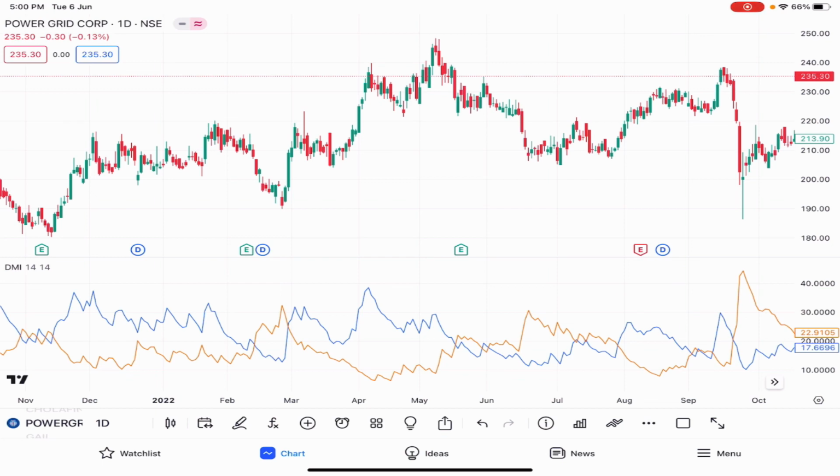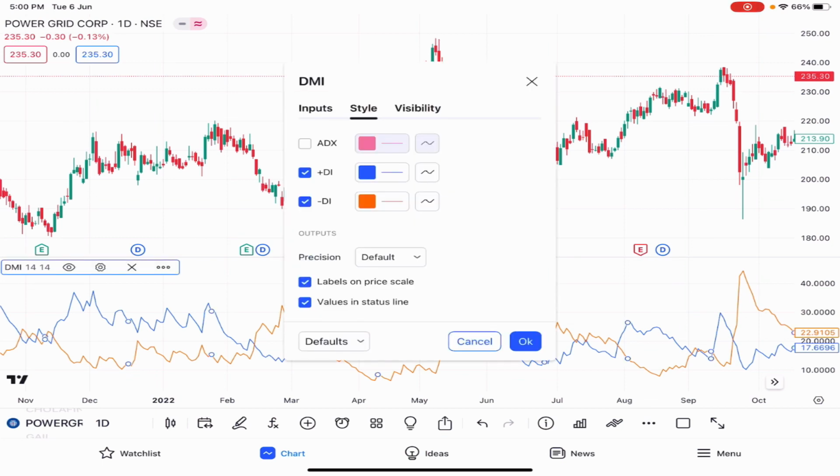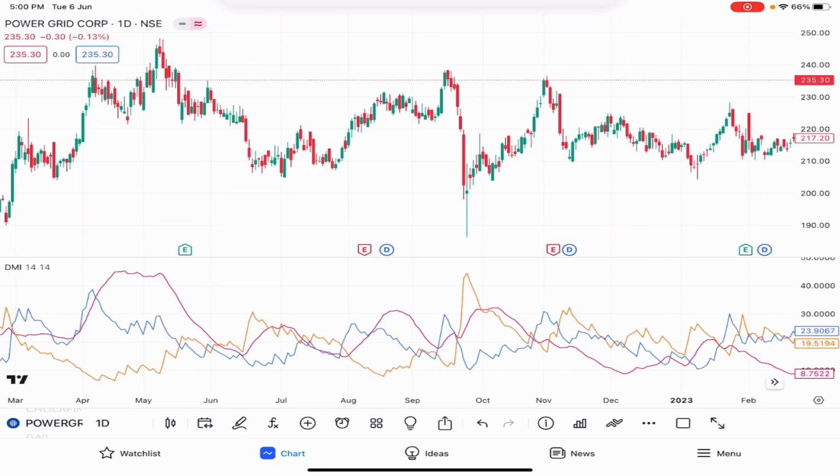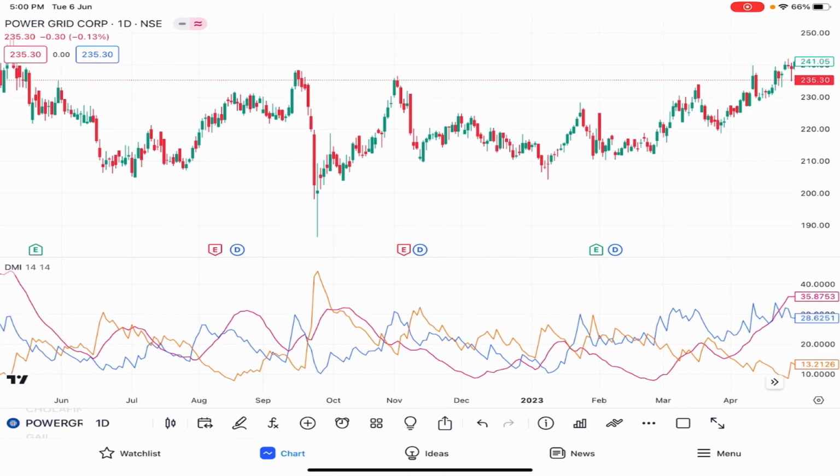Now ADX is also a very important indicator. Let me just add it. You remember the pink line which I removed? That is only my ADX line. So let me just add my ADX back into the thing. So my pink line is basically my ADX, okay? Average Directional Index. So this is my ADX.